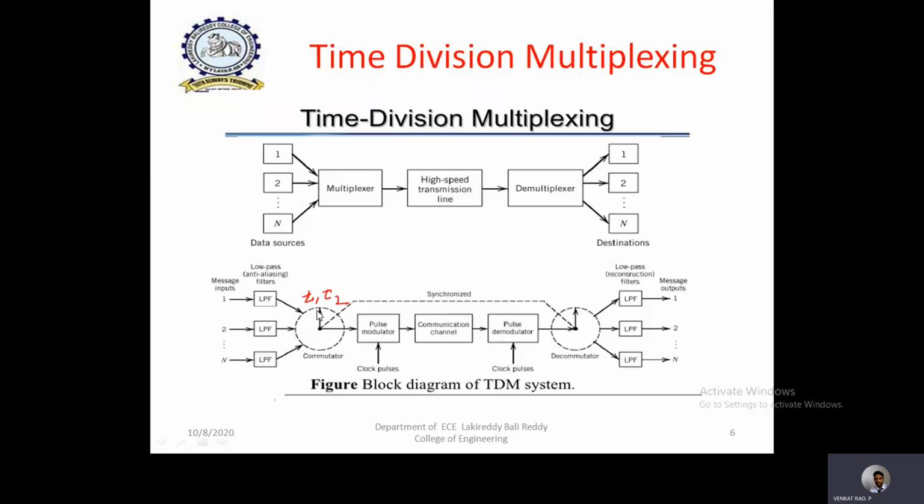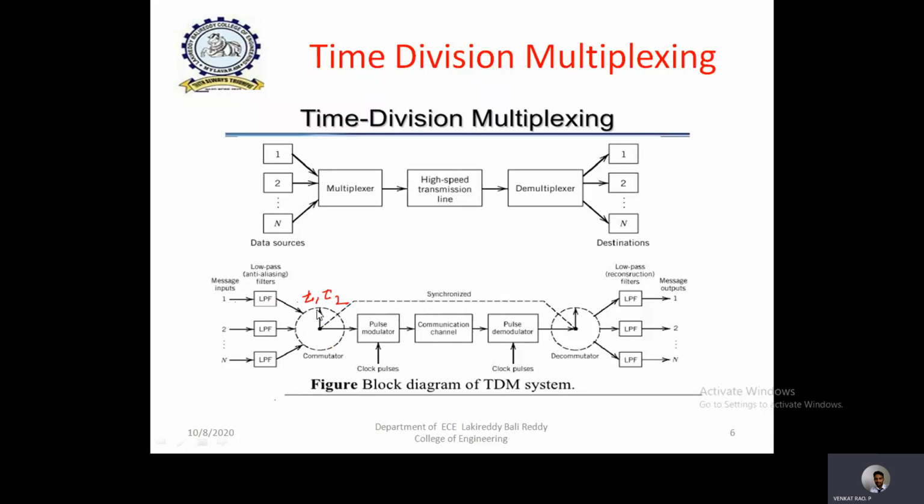When the switch is connected to this position, let us say T1, one sample of input signal 1 is transmitted to the communication channel by using some modulation technique. Let us keep it as any modulation technique used here. So the first sample of the input signal is transmitted like this. Next, after the sampling interval, the switch is connected to t2. That means the time has changed after t1; after some time it changes to t2. At this particular time instant t2, the second signal sample is transmitted in the single channel.